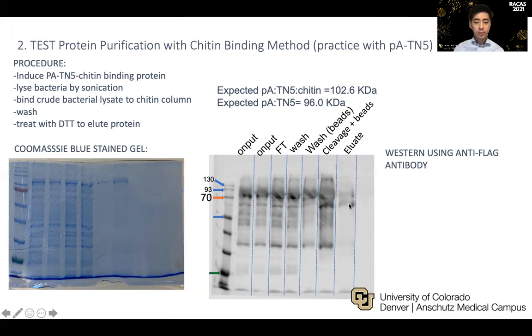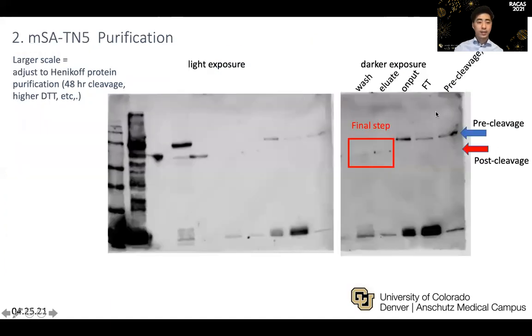So we see that there are 2 bands here, and I went back to the drawing board and figured out what I need to do to make this a successful purification. We're still currently working on that, and this is our most recent attempt, which we did in April. We adjusted to the Hanikoff protein purification protocols, which include a 48-hour cleavage as well as higher DTT: instead of 50 millimolar, we're using 100 millimolar.